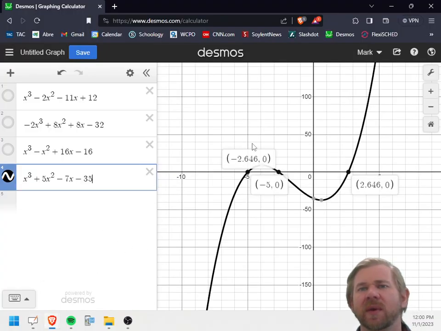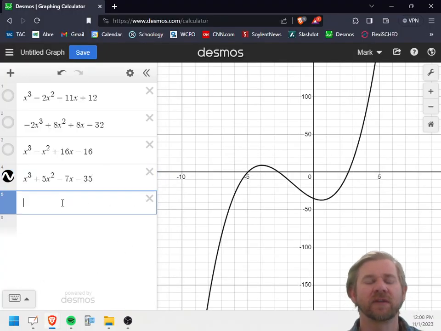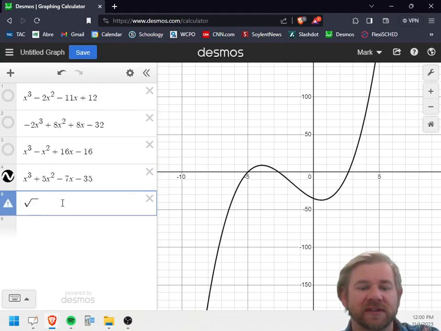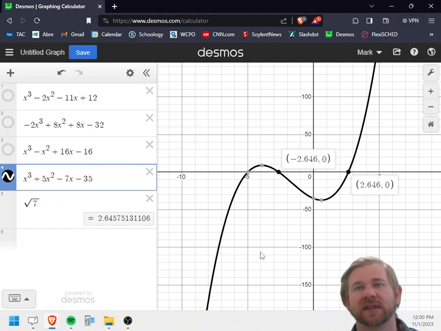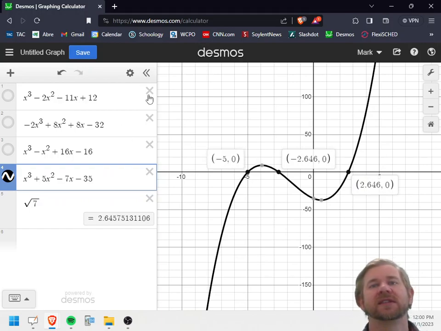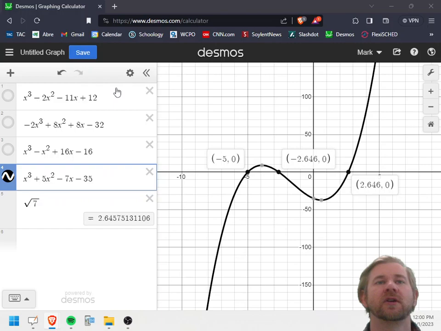So let's draw that. And where are those decimals? 2.6. So if you're not sure, like, did I do that right? The square root of 7 is 2.64. So you can see that's the 2.646 right there. So I'll try and draw this as best I can. Go back to the graph.